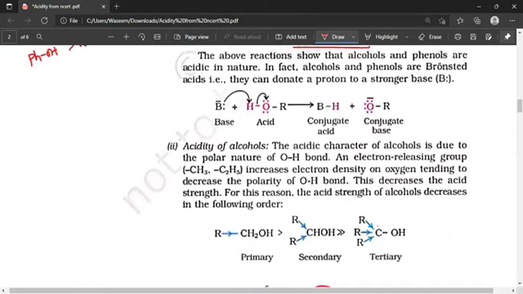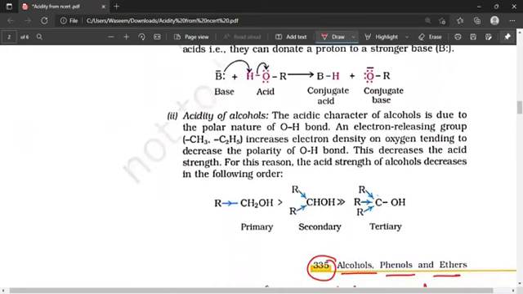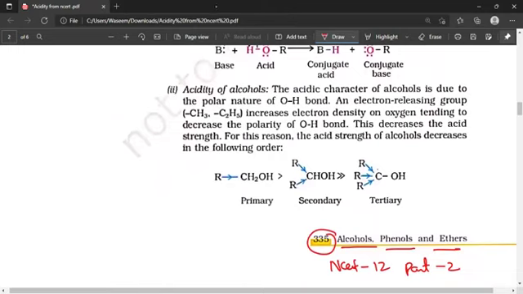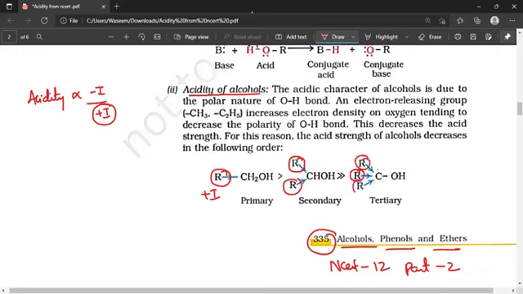Now look at the acidity of alcohols separately. He is discussing the acidity of alcohols. As I told you in my previous lecture, acidity is directly proportional to minus I upon plus I. As the plus I increases, acidity decreases. Look here, this alkyl group is a plus I. Here you have two alkyl groups. Here you have three alkyl groups. So as the plus I increases, acidity decreases. See, primary is more acidic than secondary and then tertiary.